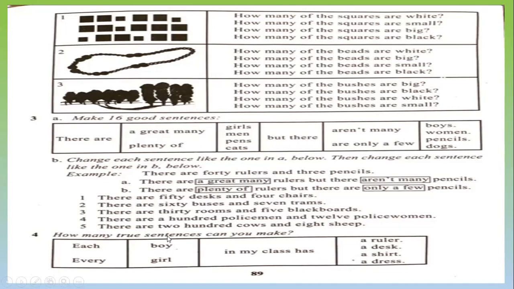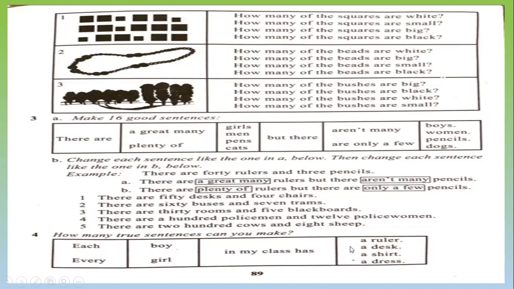Again, here, how many true sentences can you make? Each boy in my class has a ruler. Each and every are also used as quantifiers. Every girl in my class has a desk. Each and every go with boy or girl. Every single one in my class has a dress, has a shirt. So by doing practice you can make many sentences.